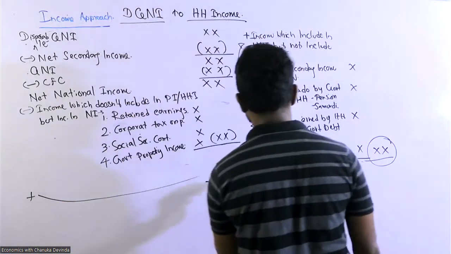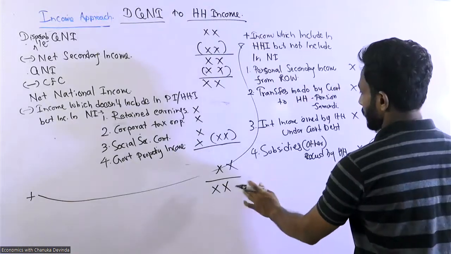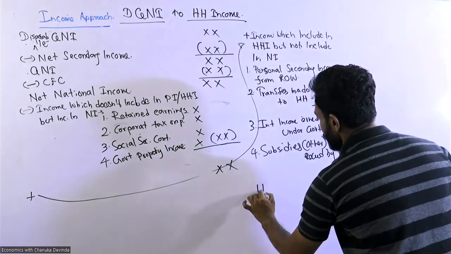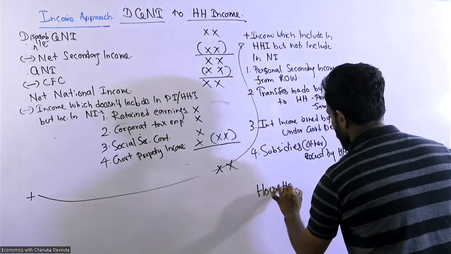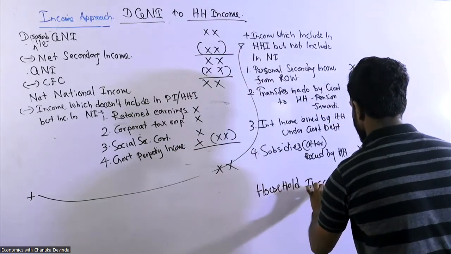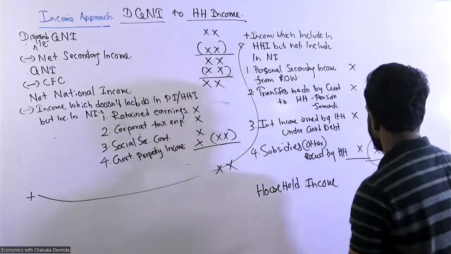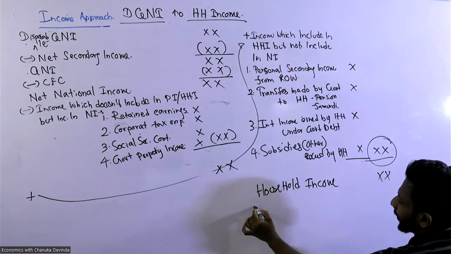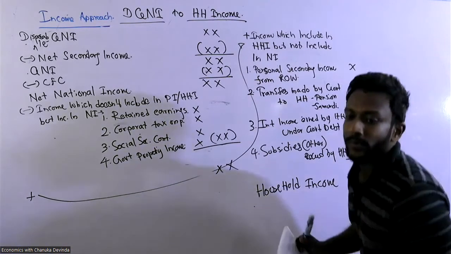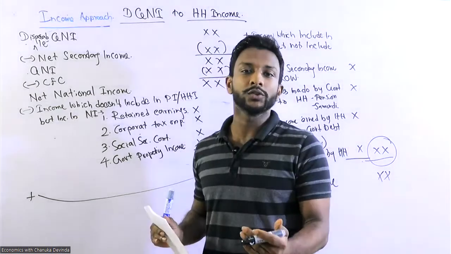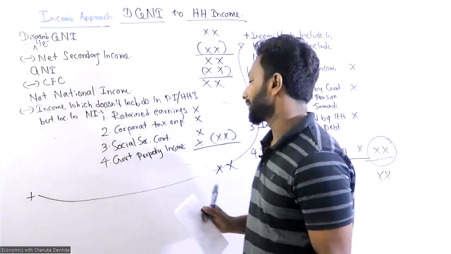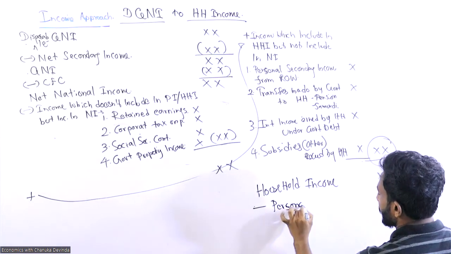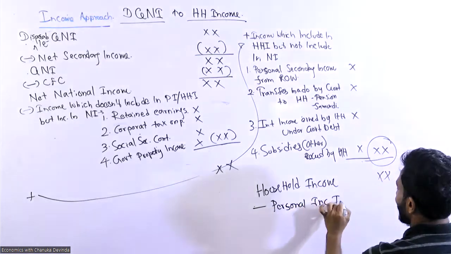Household income, right? So this will be added, then finally household income, right? Household income. And if you want to calculate disposable household income, just remove the personal income tax, minus personal income tax.